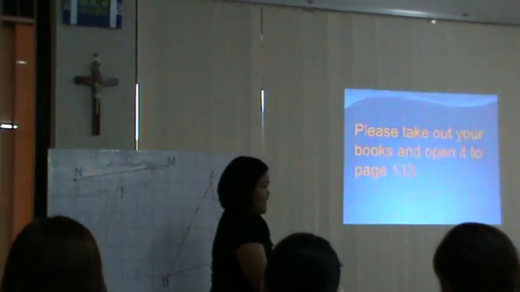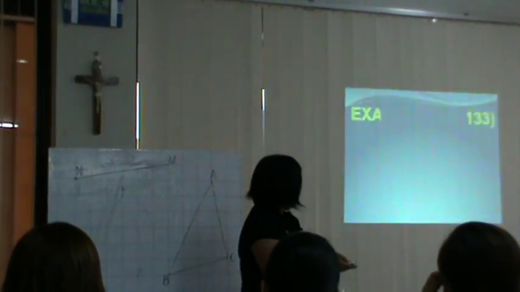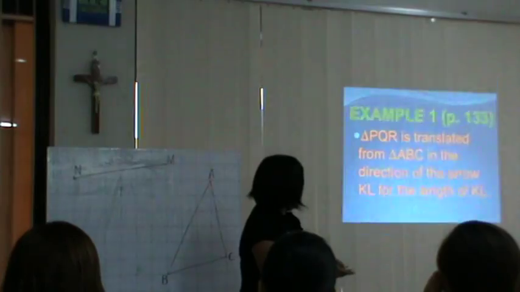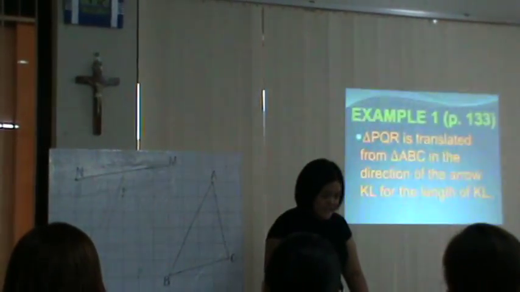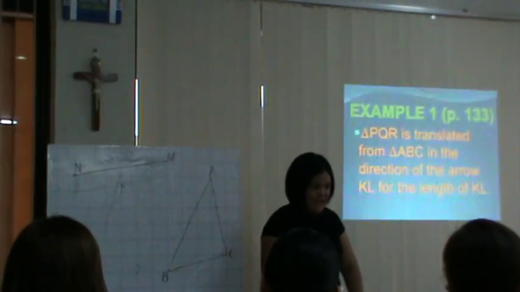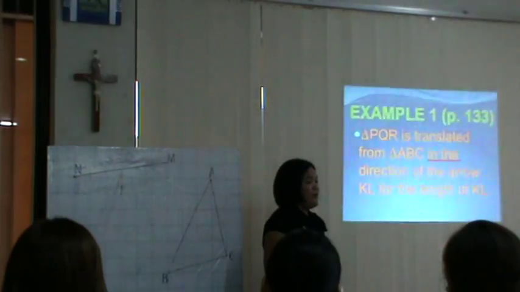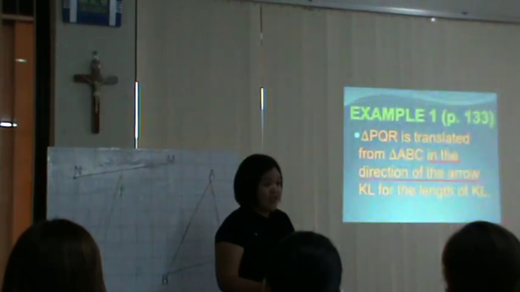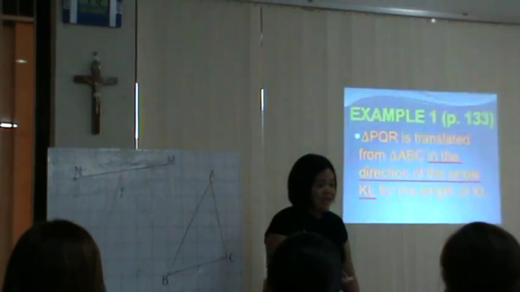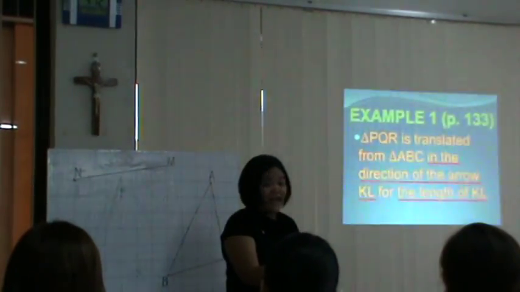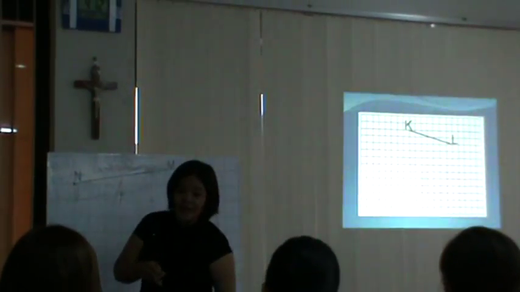Okay, it says there in question 1, for example 1, triangle PQR is translated from ABC in the direction of the arrow. Okay, which direction? Arrow KL. And which length? The length of arrow KL also. Okay, so there's the arrow KL there.